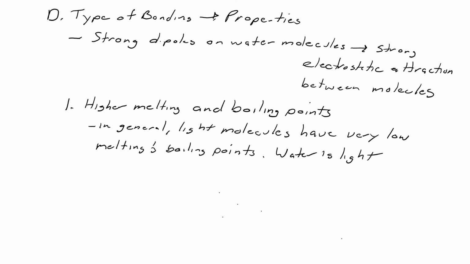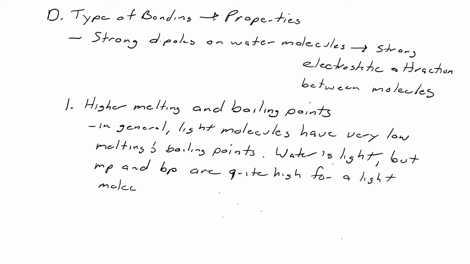So water is light. Under normal circumstances, you'd expect it to maybe be a gas, like CO2 is a gas. But because it has these strong dipoles, adjacent water molecules can feel those dipoles and they cling together electrostatically. So water is a light molecule, but the melting point and boiling point are actually quite high for a light molecule. And that's because of the strong attractions between the dipoles.